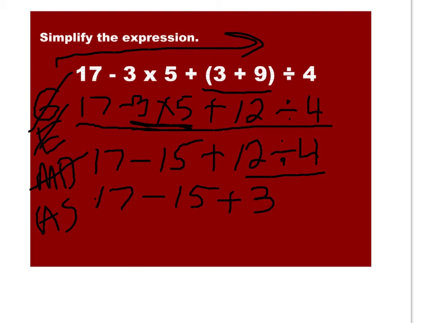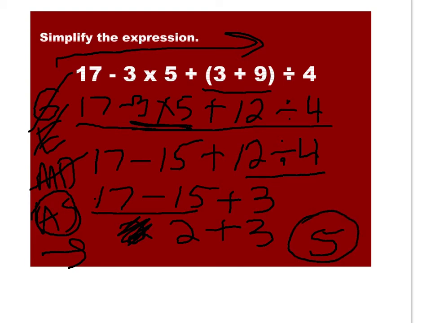Lastly, I'm on add, subtract, so I'm on the add, subtract right now. Again, left to right, so I'm going to look at the 17 minus 15, and I'll do that, and I'll get 2. And then I bring down the plus 3. So 2 plus 3 is 5. And now I'm going to circle that. All right? Then we'll move on to the next one.